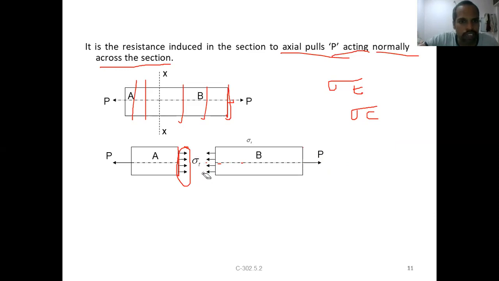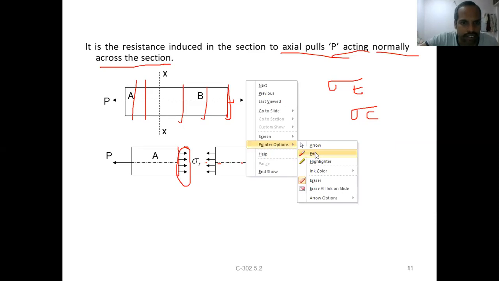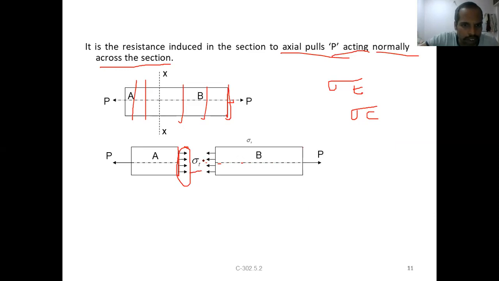So this is sigma T, tensile stress. What type of stress is it subjected to? Tensile stress. If you cut any section, not only here, anywhere, the stress will be the same. How much stress? Enough to balance the external load. That amount of stress is developed so that the entire part will be in equilibrium. That amount of stress will be developed.